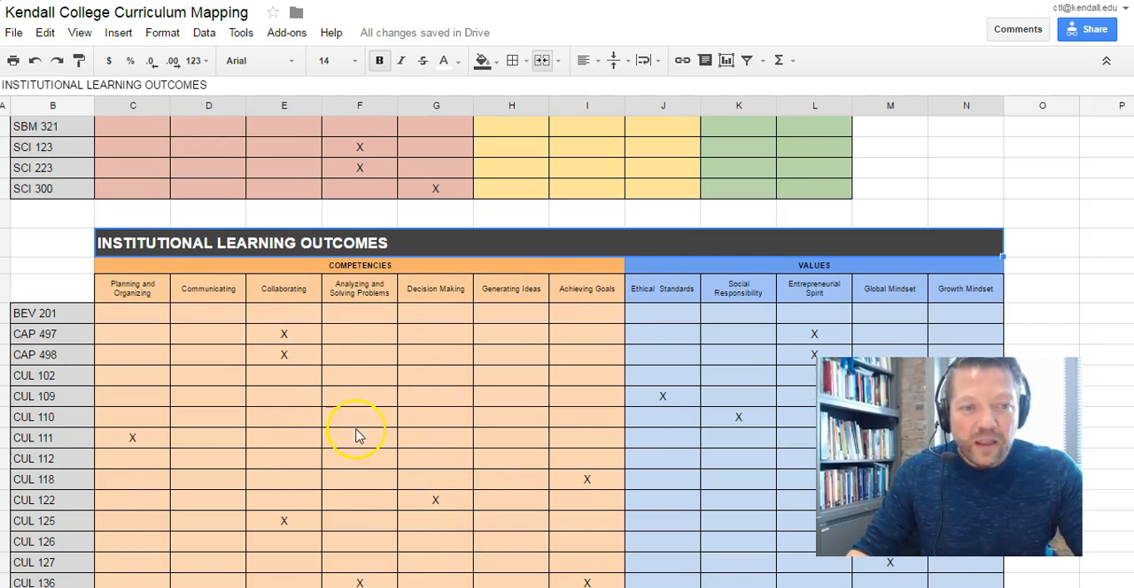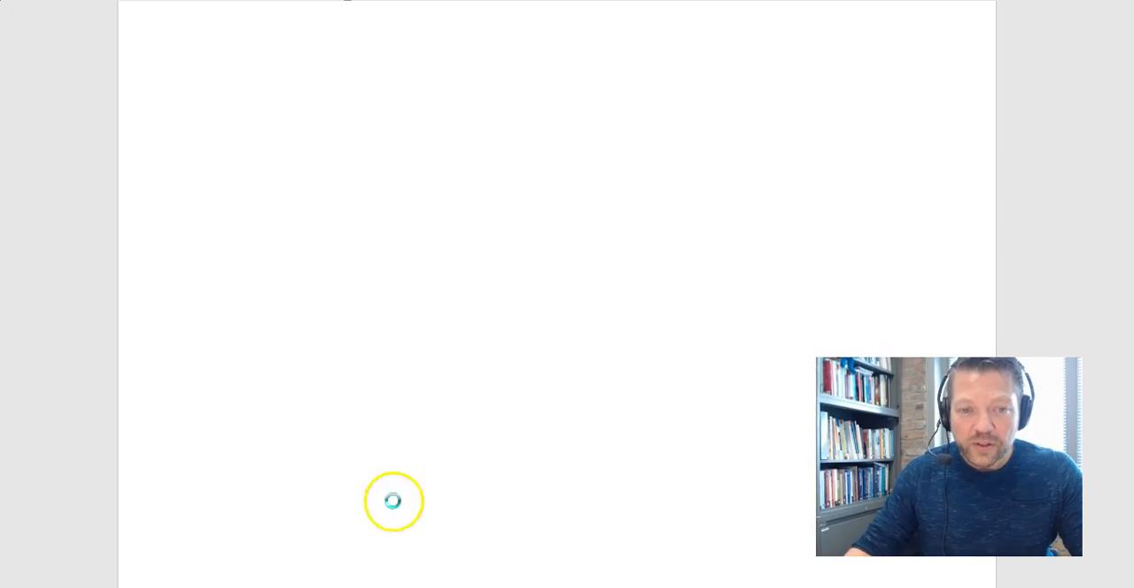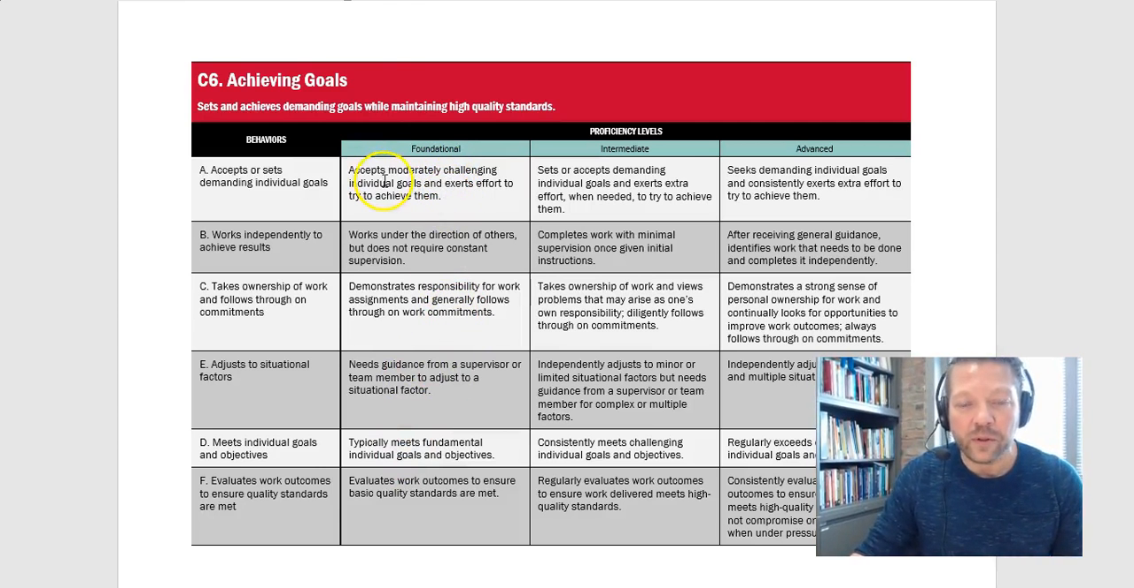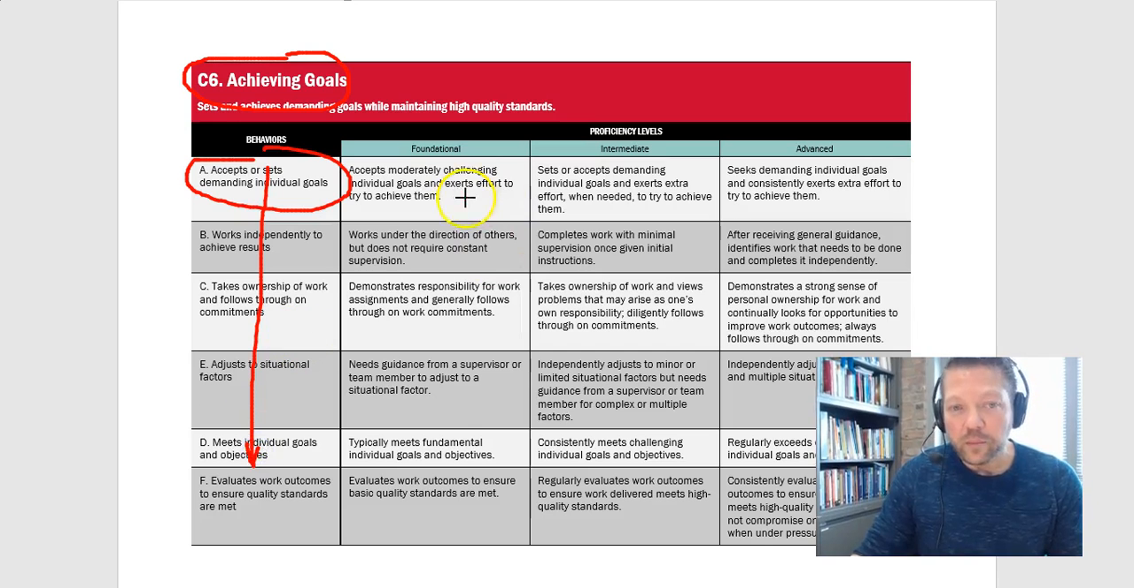course? Now with regards to these institutional learning outcomes, where can I get information about that? You can switch over to your course development handbook and find the section that describes each of the institutional learning outcomes. As I said, achieving goals was one of the competencies that was mapped to Culinary 118. These institutional learning outcomes are based on Laureate's professional assessment. So they have provided us with a list of behaviors down here and proficiency levels here for each of the behaviors that relate to achieving goals.